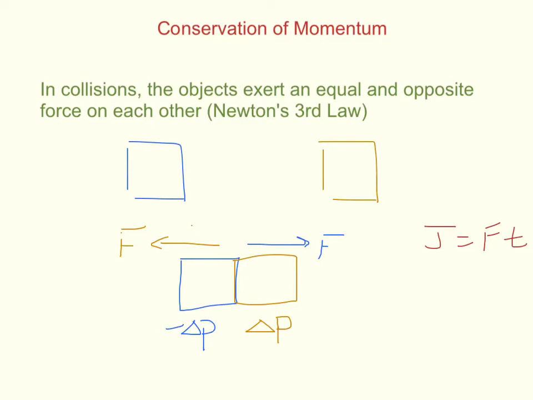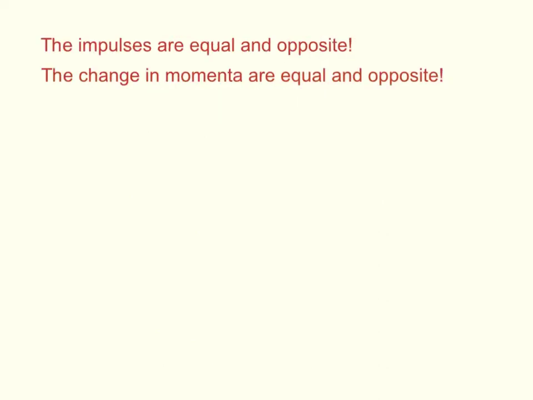So the blue one will have a negative impulse change because it's being forced towards the left, which would be the negative direction. And the orange one here would have a positive change. So we have an equal and opposite change, so the impulses are equal and opposite. If we look at the system, we see that the total momentum is unchanged. All right, so redrawing this real quick, we said that the orange one had a positive delta P and the blue one had a negative delta P.